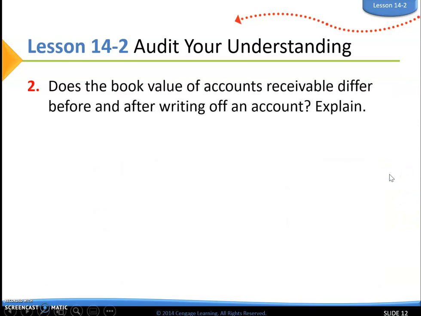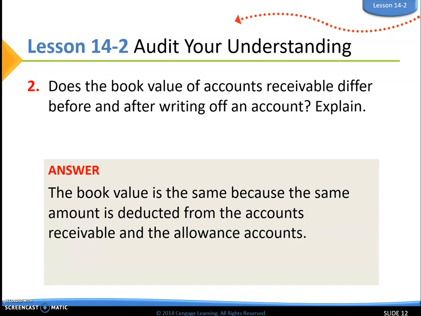Number 2, does the book value of accounts receivable differ before and after writing off an account? Explain. Now, just a reminder, when we talk about book value, if you remember from 14.1, book value would be the difference between our accounts receivable and the contra account. Hopefully you remember the contra account is allowance for uncollectibles. So the book value is going to be the same because the same amount is going to be deducted from the accounts receivable and the allowance accounts. So the book value will not change.